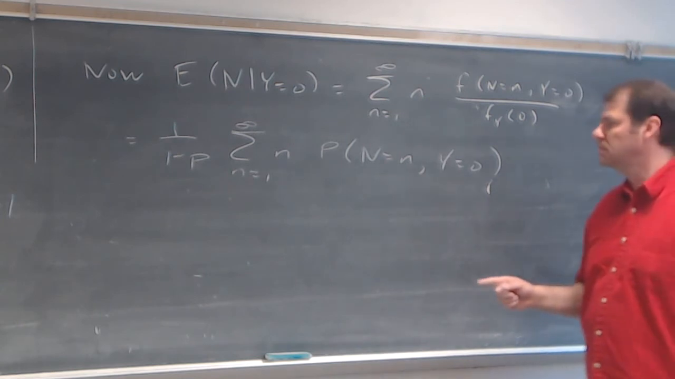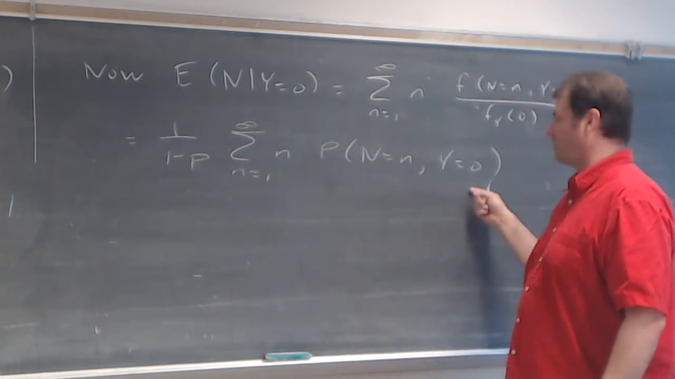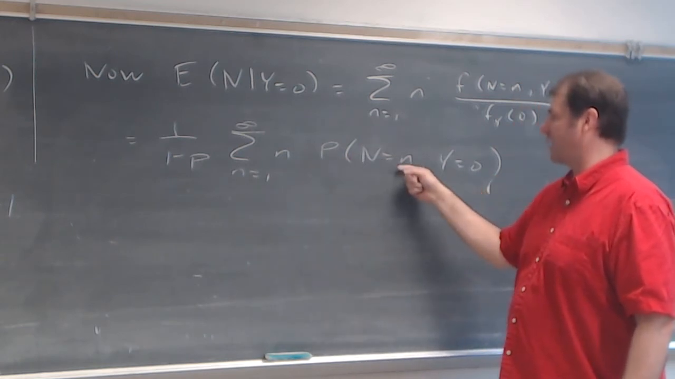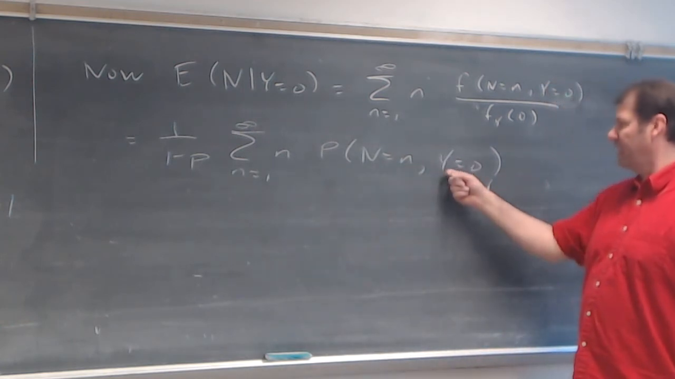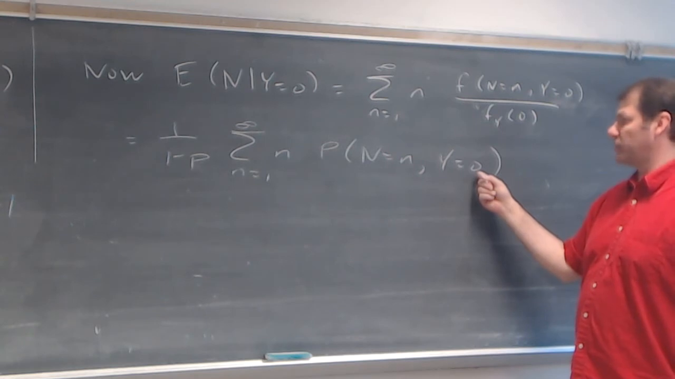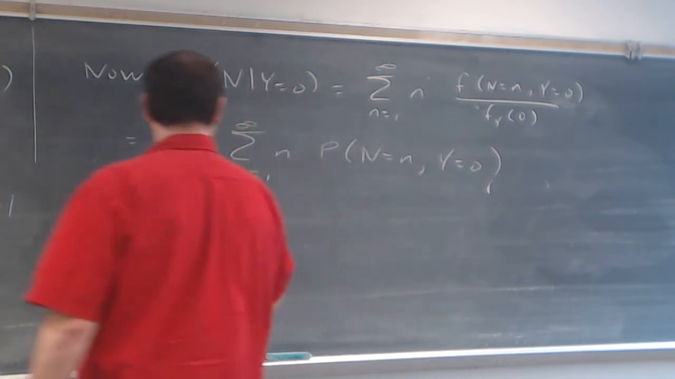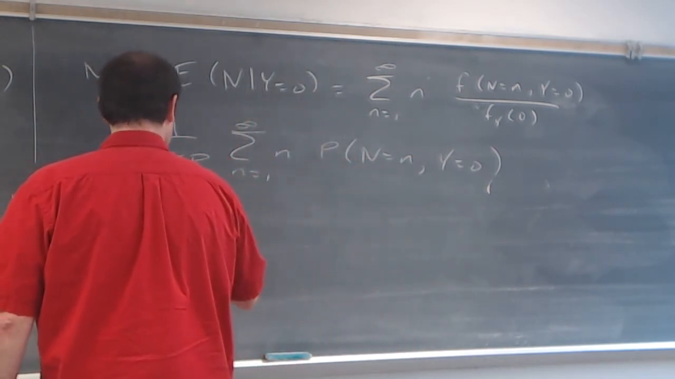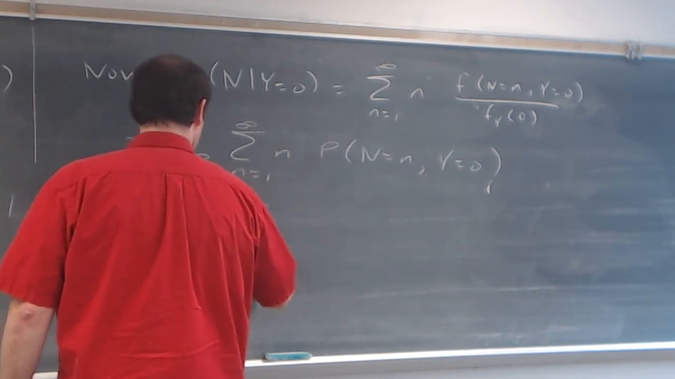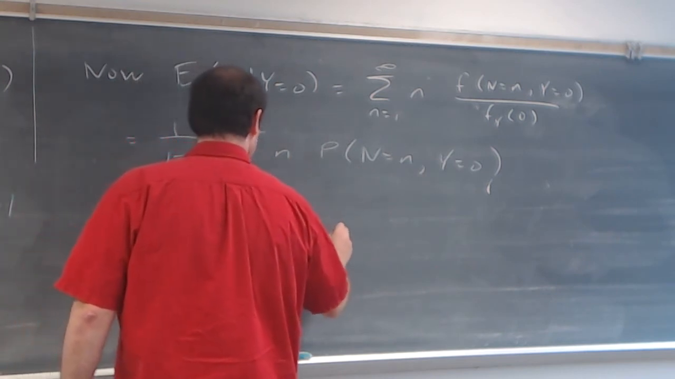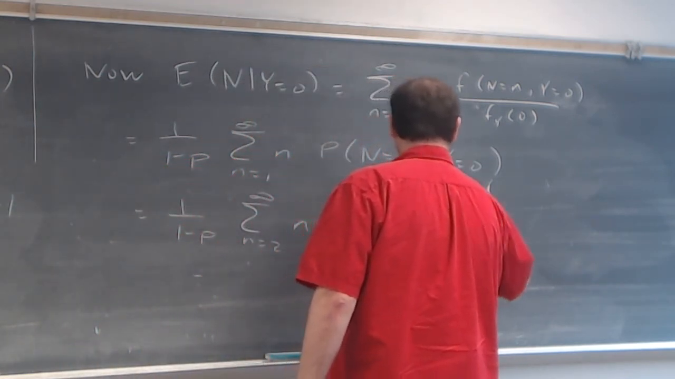Okay. When we let n be equal to 1, we have 1 times this probability. The probability that the first time we got a success was on our first experiment, and that the first experiment was a failure. Well, that's going to be 0. Both of them cannot happen simultaneously, so that's 0. So really this becomes 1 over 1 minus p, and when n equals 1 doesn't contribute, we just get 0. So it could be thought of as the sum from n equal to 2 to infinity of n times the probability that big N equals little n and y equals 0.